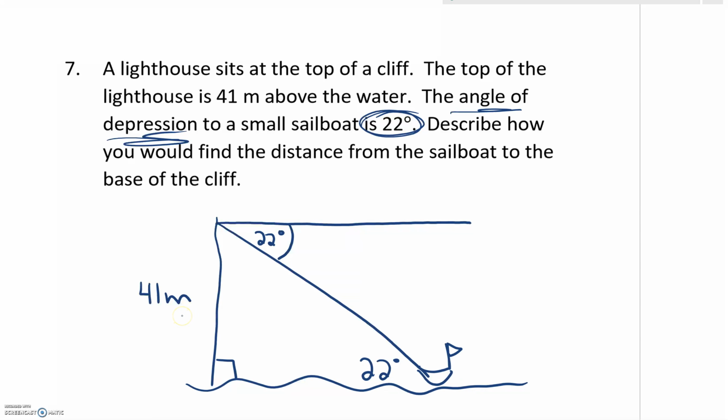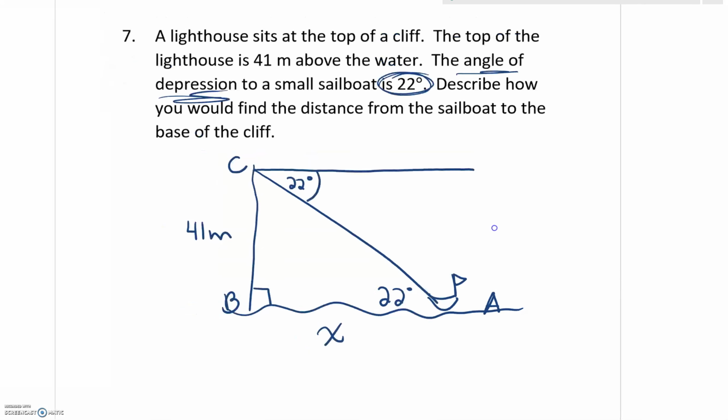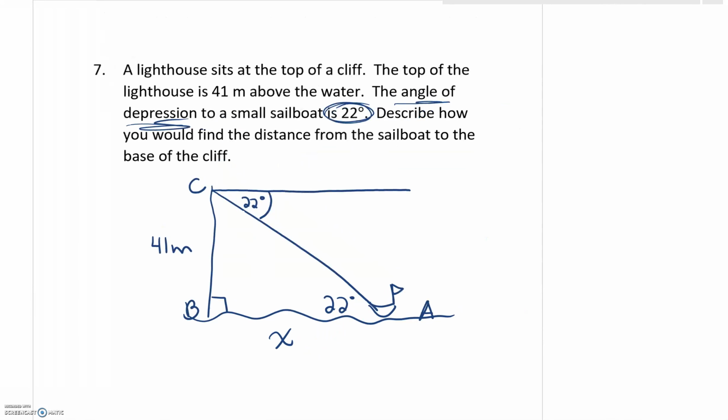Describe how you would find the distance from the sailboat to the base of the cliff. So what we're looking for is this distance right here. So don't forget to put letters like A, B, C for your triangles. You can label your triangles and use the exact same process as we used in the above examples to complete this work.